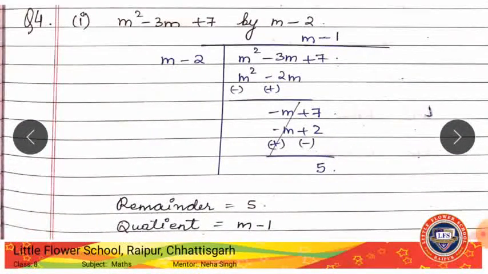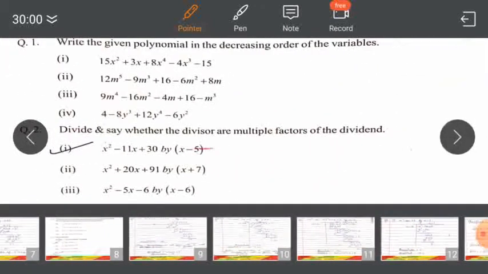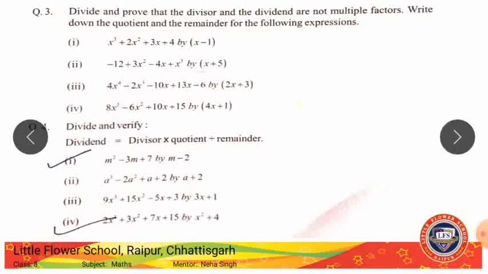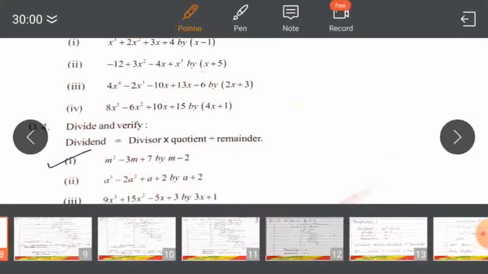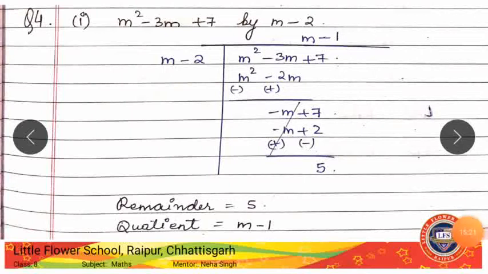Now coming to the fourth question. The fourth question says what you have to do, that you have to divide and verify also, right? Verify using division. This is the division algorithm, that dividend equals divisor into quotient plus remainder, right? So this you need to divide. After dividing, you need to check in the fourth question, right? So see, first we are going to divide. How?